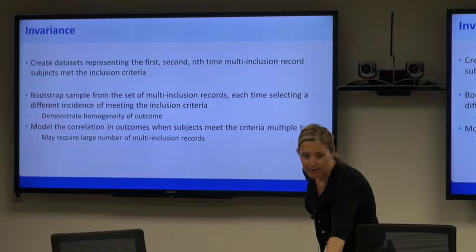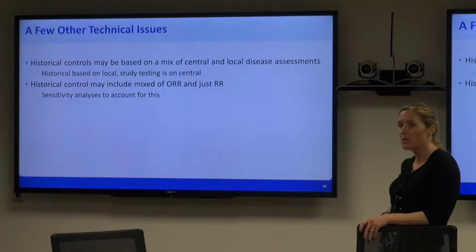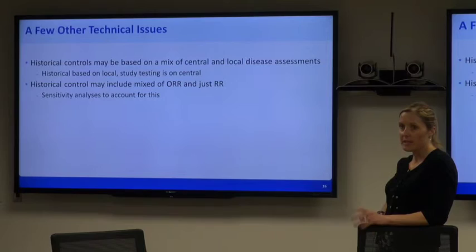Okay, and then finally, a few other technical issues that we just need to check the box and make sure you've addressed when you're estimating your historical control. So you may have a mix of central and local disease assessments in your historical control database. For retrospective reviews that you've gotten from institutions or payer records, you may have a less rigorous assessment of the disease than you would get if you were to purchase clinical trial data. So you need to keep that in mind and factor that in, most likely at the modeling stage.